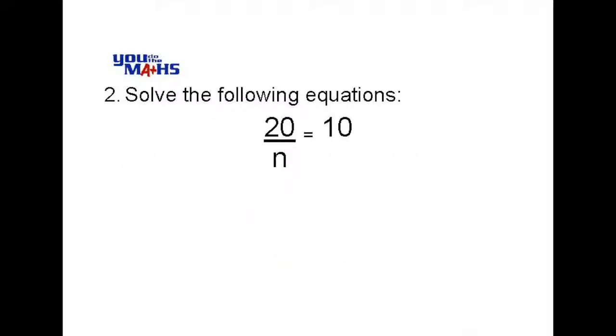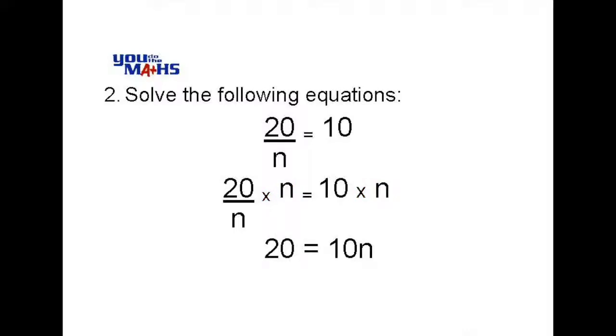To solve this equation, we need to find the value of n so that 20 divided by n is equal to 10. We could probably work this one out simply in our head, but we need to go through a process because this is a bit unusual where the unknown is on the bottom line of the fraction. The first step will be to multiply both sides by n. The reason why we do that is because on the left side it's divided by n, and if we multiply by n, that removes the n from the left hand side, so we don't have to worry about the denominator.